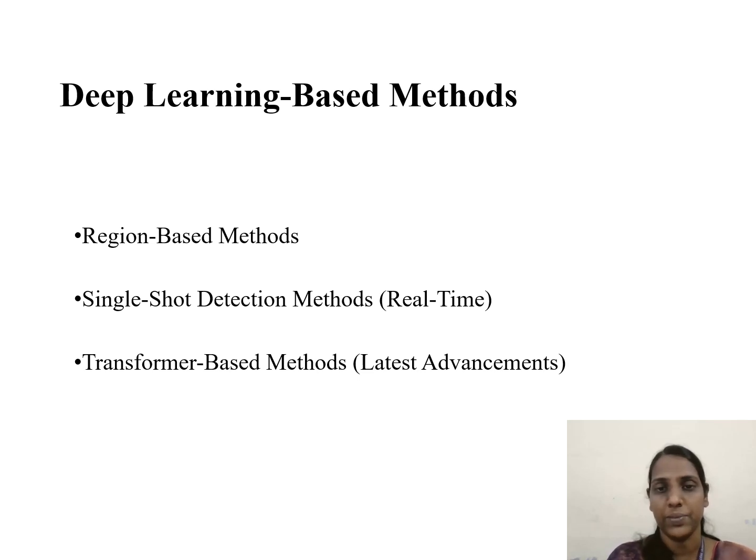Next, deep learning based methods. Before that we saw the traditional methods. Now we are seeing the deep learning based methods. In deep learning we categorize the methods into three. The first one is the region based method, the next one is the single shot detection method, and the next one is the transformer based methods. Before these three we need to know what CNN is, because CNN is the concept we use in these three.